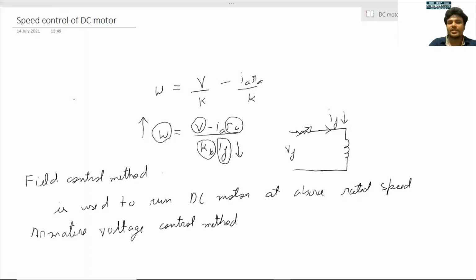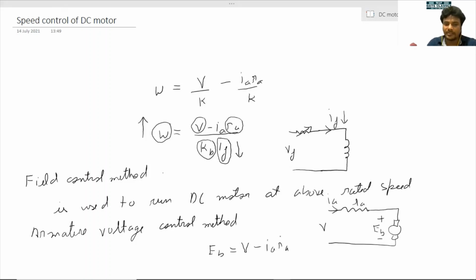So in armature voltage control method, if you remember the circuit which we have drawn, in that we have our armature. Here V voltage is connected, RA resistance is there, IA current is flowing, EB is the voltage across the armature. So this EB we need to change. How can we change this EB? What is EB? EB is V minus IA RA.